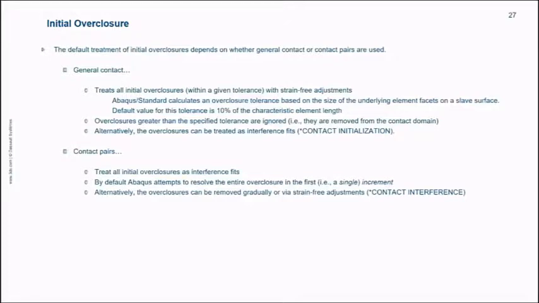There are ways in general contact to initialize the contact state, to treat it as an interference fit. There are options to adjust the nodes strain-free to get rid of the interference, or to close a gap if you want to do that. Contact pairs also have similar options to adjust the surfaces, or to treat the interferences as some sort of press fit condition. But you do need to deal with this no matter what. So you just can't leave it there. I've gotten so many models over the years where the only problem was that the contact was interfering in the beginning. Once you fix that, then the problems go away.